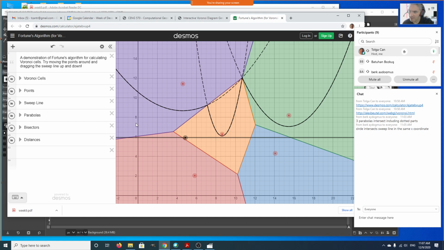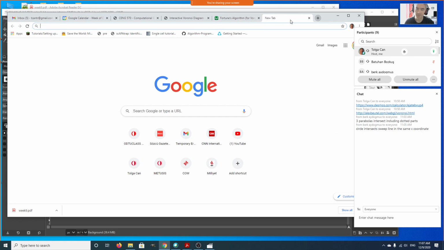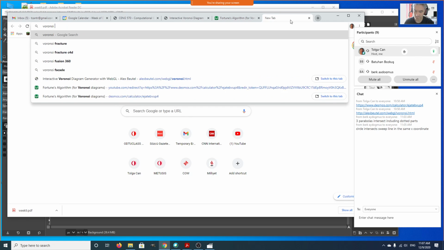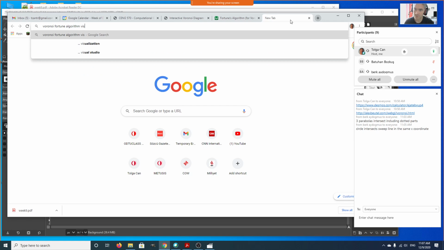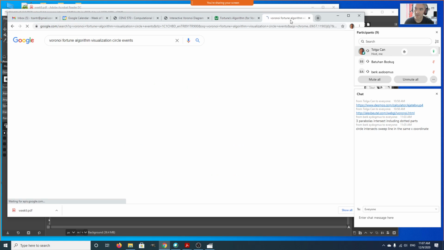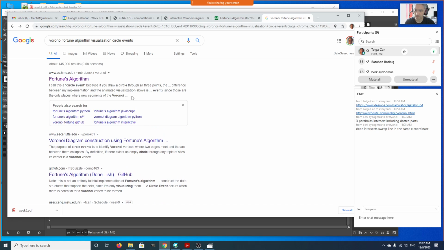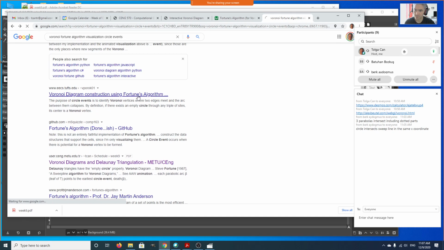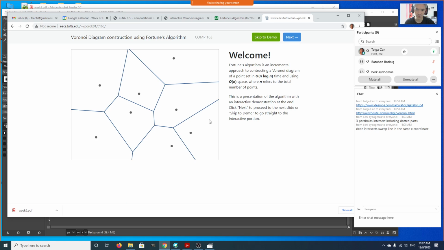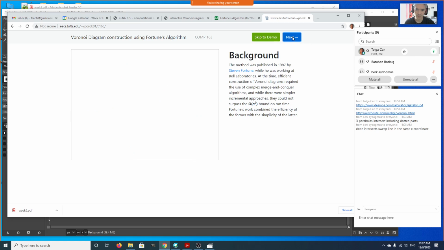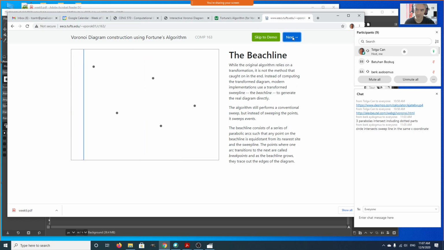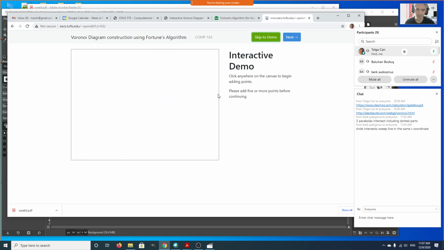As you can see, the circle is not visible here. It will be good if they also added those circle events. I think there was another site with the circle events. Let me take a look at that. Voronoi, Fortune's algorithm, visualization, and circle events. Maybe it's this one. No, if you're interested in the code, there is also Voronoi diagram construction using Fortune's algorithm. I think it's this one. Skip to demo. Yeah, I think this one shows the circle events. Interactive demo.